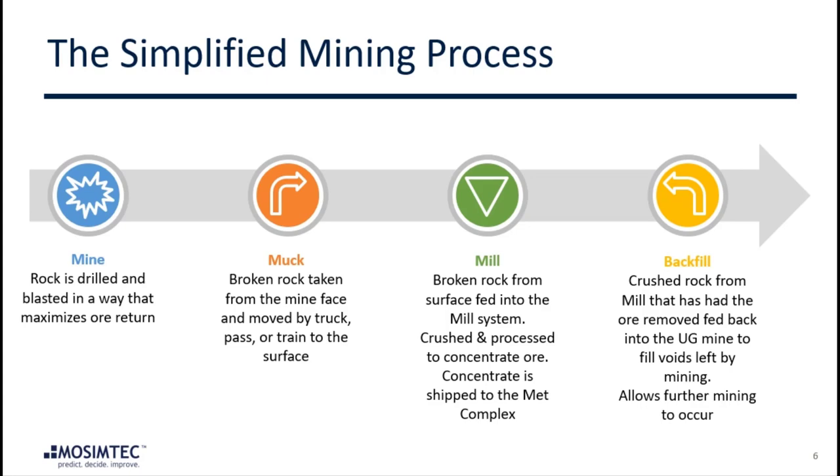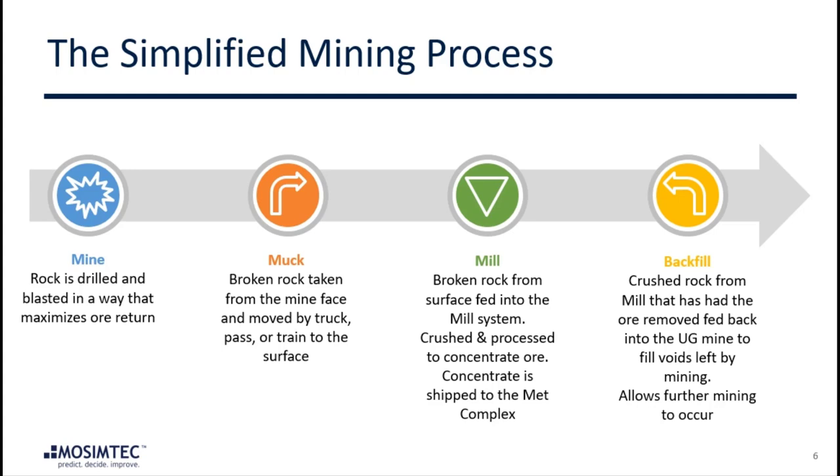This is a general overview of the process each heading goes through to extract the ore. Rock is mined in rounds, which are 14-foot high by 10-foot wide openings, advanced 9 feet at a time along the ore body. The broken rock removed from the heading enters the Muck haul system en route to the surface and the mill complex. The mill grinds the rock and extracts the ore, which is concentrated and shipped to the metallurgical complex for further refining.